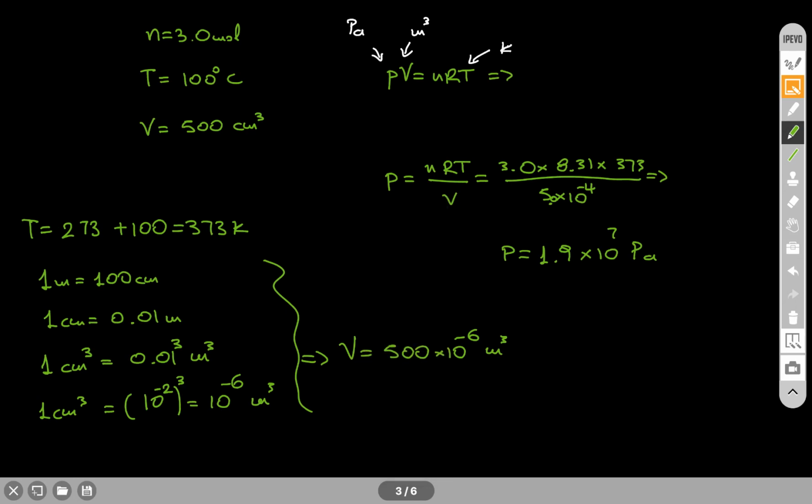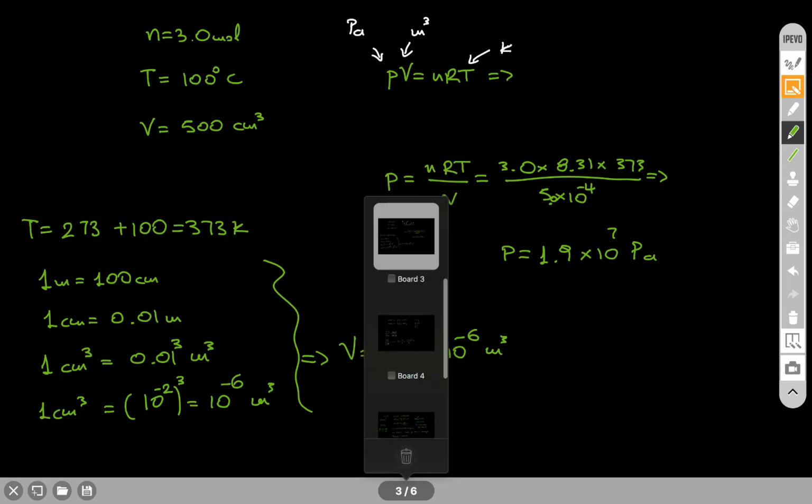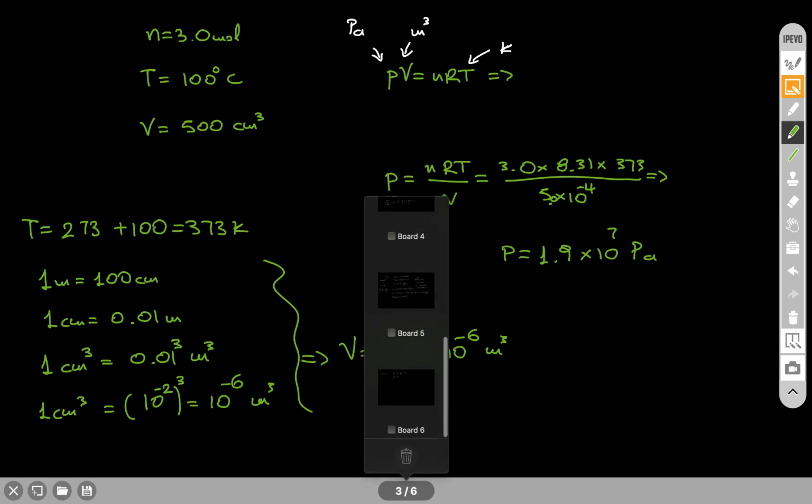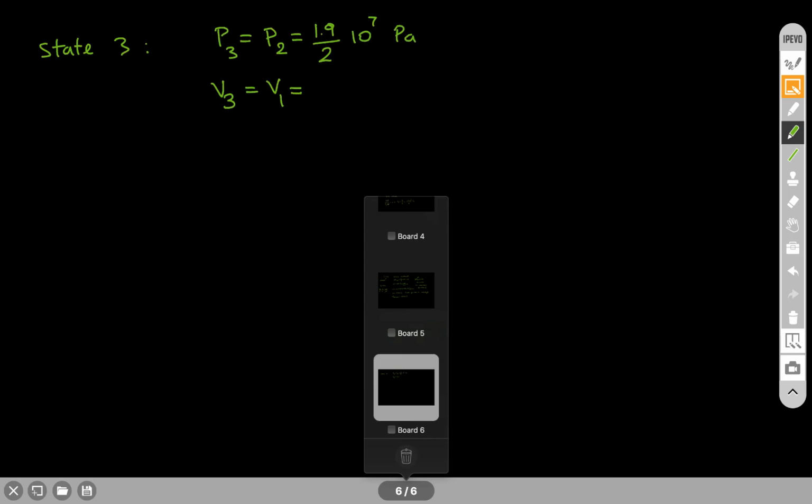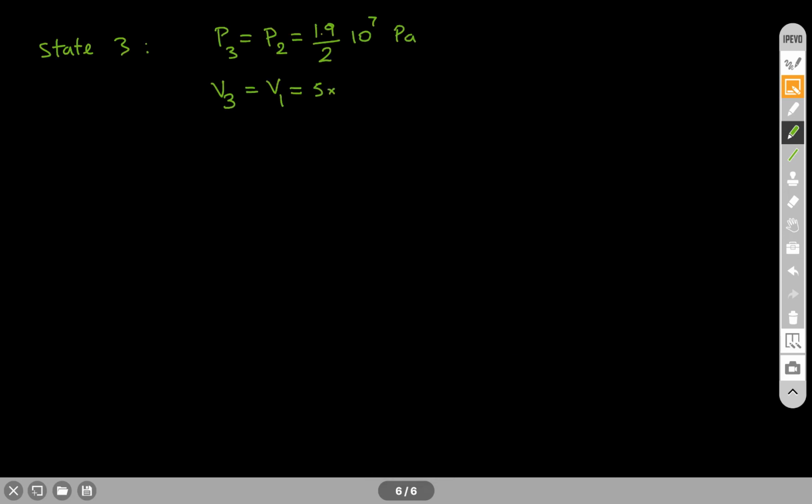So I'm looking for, I found the volume to be 5 times 10 to minus 4. Let's use 2 significant digits, 5 times 10 to minus 4 meters cubed. And the theory is for state 3, P3, V3 equals N R T.